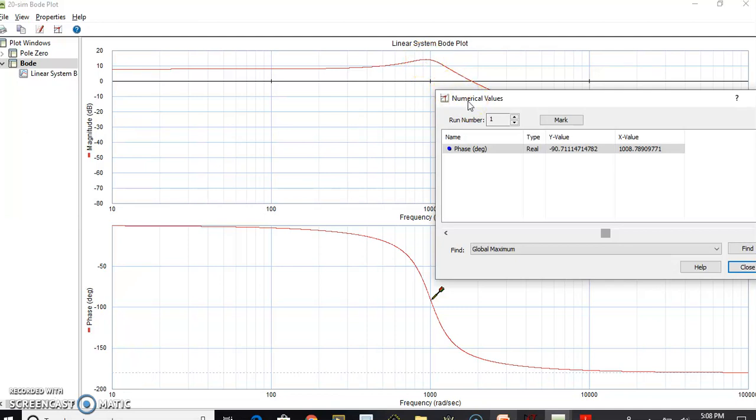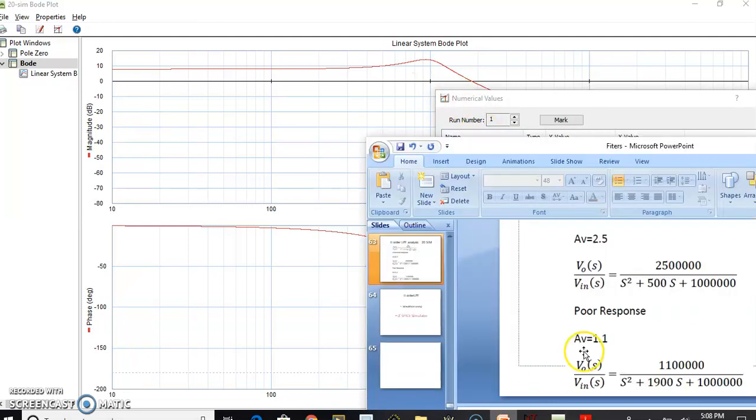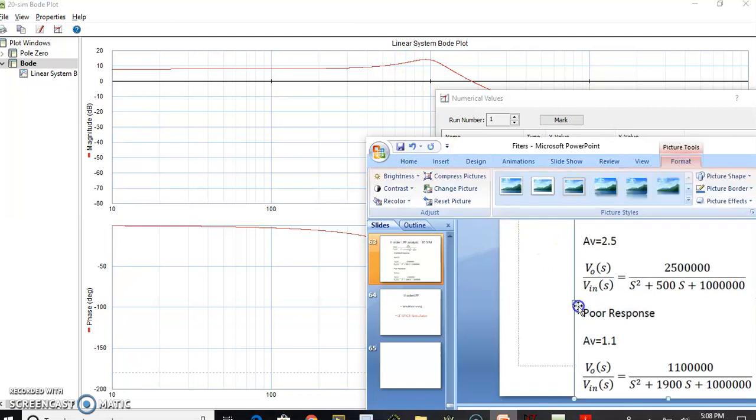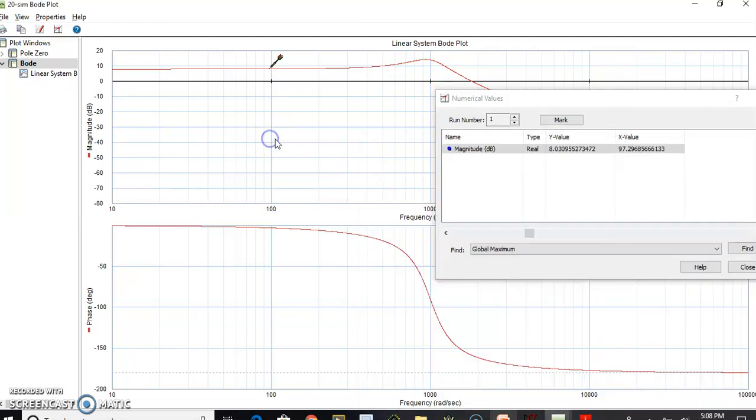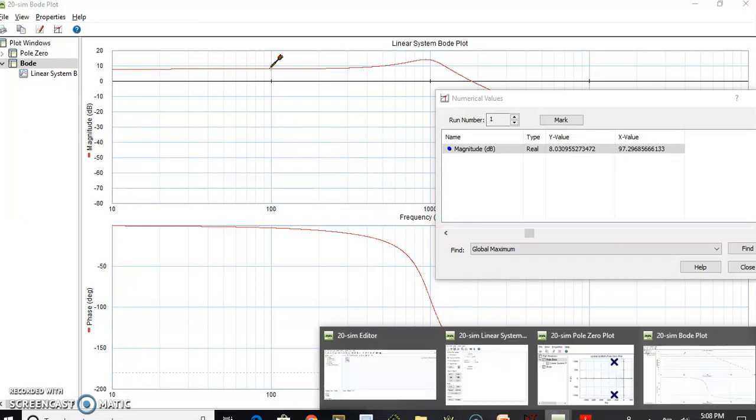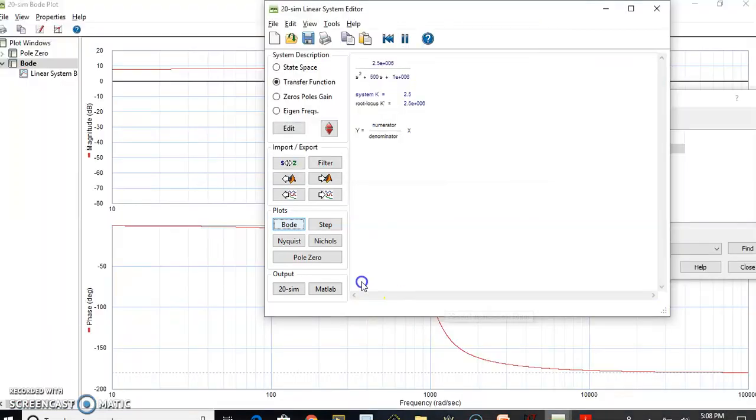We'll go to the slides again. For a poor response, the value of AB will be 1.1. If the gain of the amplifier is 1.1, which is less than 1.56, the response will not be flat for a larger frequency. This will have a poor flat response. That's why it is written as poor response here. So let me edit the same transfer function we had. Let us go to 20-sim again and edit the transfer function.